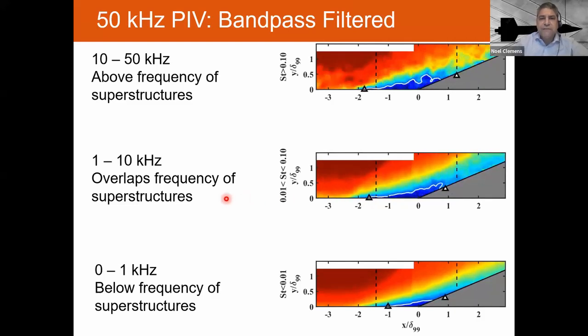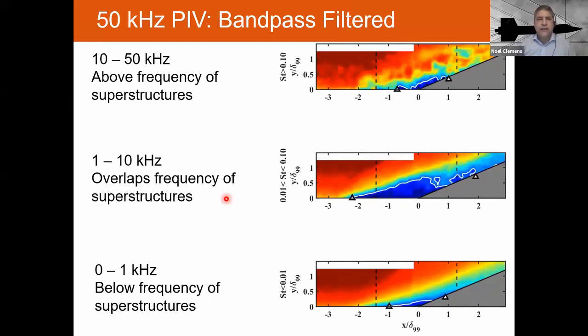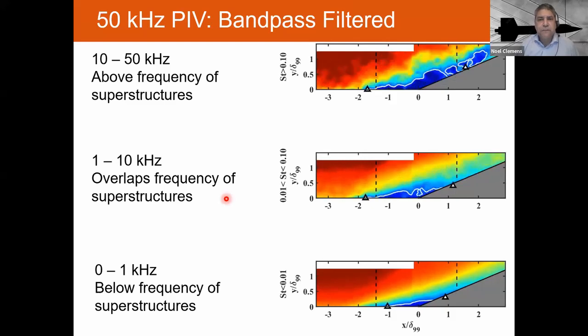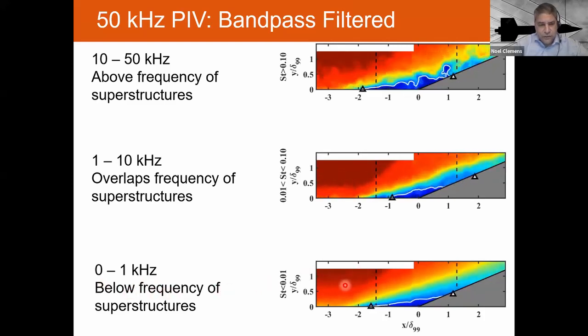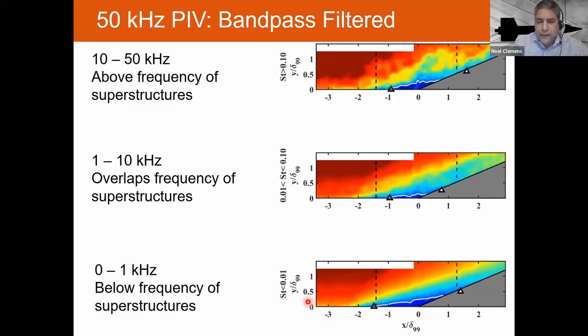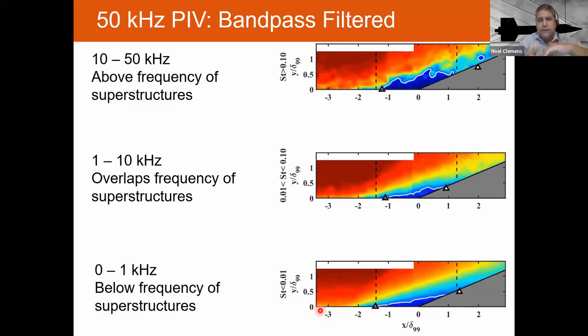Okay, so one thing the 50 kilohertz data lets us do is bandpass filter it. I'm going to go down to the lowest band, 0 to 1 kilohertz. This is down at a Strouhal number of 0.04, and it's nominally below the frequency of those superstructures.